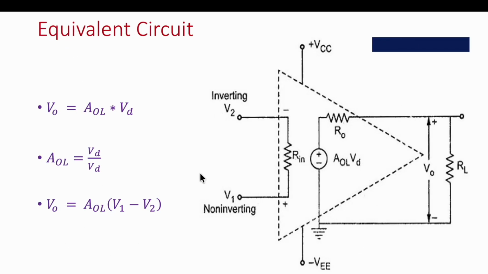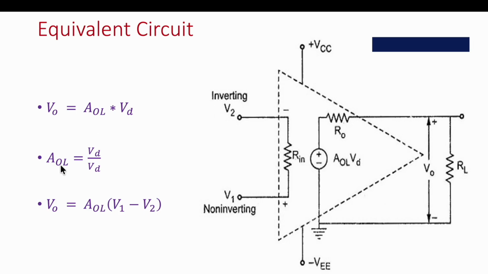If we look at the equivalent circuit, it looks like this. The inverting input and non-inverting input are both connected with a resistance known as the input impedance, then the positive power supply, negative power supply, and the output is connected with the output resistance and to the load, which is known as the load resistance. And it has a certain amplified gain which is multiplied with VD, and VD is basically the voltage difference between the two input terminals. You can write the equation of the output voltage as equal to AOL multiplied by VD. AOL is the open loop gain and VD is the voltage difference.